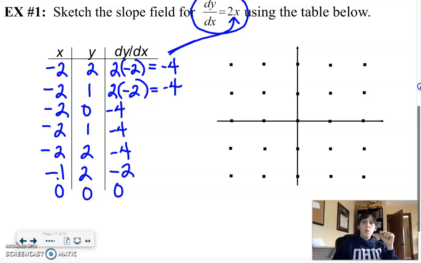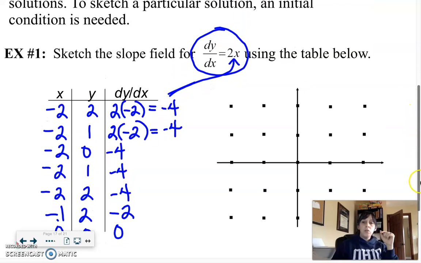You go to your ordered pairs, and you're going to identify the slope by drawing a tiny line segment. And so if at -2, 2, the slope is -4, you're going to draw a tiny line segment. Maybe that's not drawn very well, but a line segment that has a slope of about -4. So I drew mine down to show negative, and kind of at a pretty steep angle to show that it's a fairly steep slope of -4.